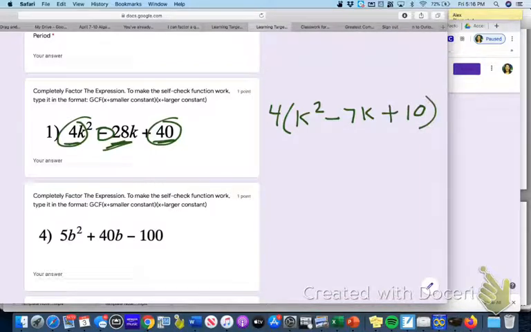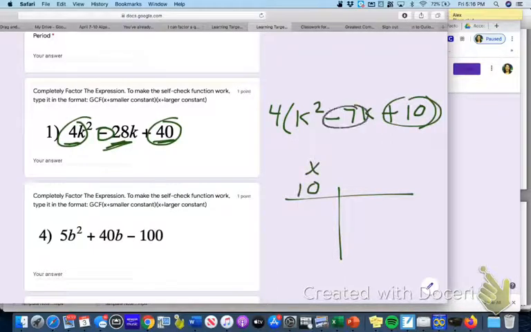So then I had a quadratic trinomial with a is equal to 1. So I needed to figure out, what do I multiply to get c that I can add to get b. And I noticed that I could do negative 2 and negative 5, right? Because negative 2 times negative 5 is 10, and then negative 2 plus negative 5 is negative 7.